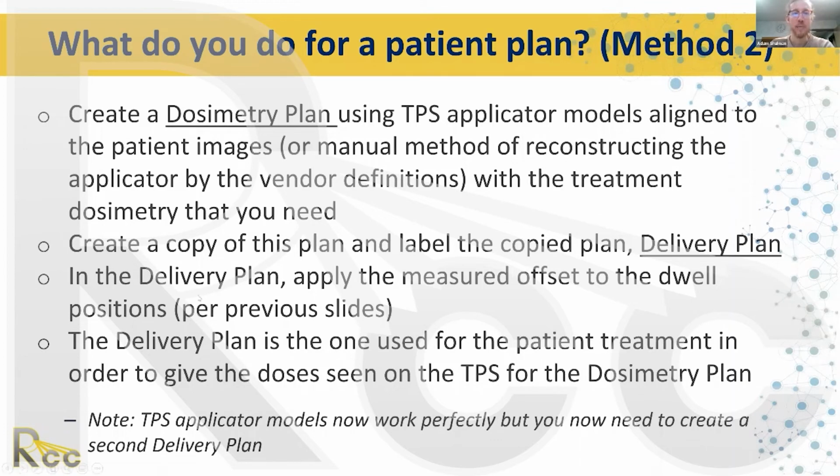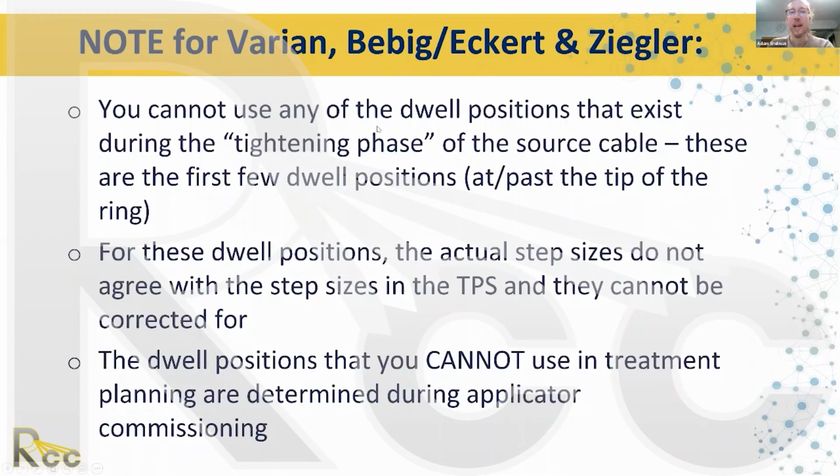So I've described this dosimetry plan and delivery plan. This will be in the Varian manual. You cannot use any of the dwell positions that exist during the tightening phase. So those are those first few dwell positions, maybe where it's just tightening, but the ring's not moving much. For these dwell positions, the actual step size does not agree with the step size in TPS and cannot be corrected for. The dwell positions that you cannot use in treatment planning are determined during applicator commissioning. So again, in our case, it's the first 5 millimeters of step sizes.